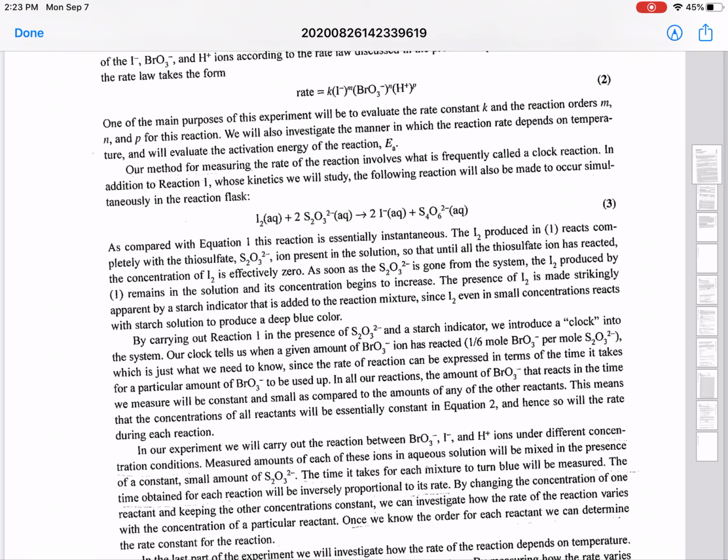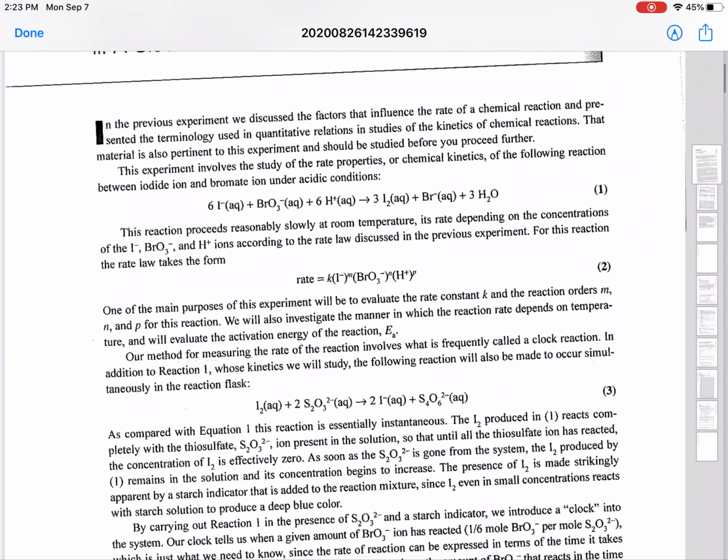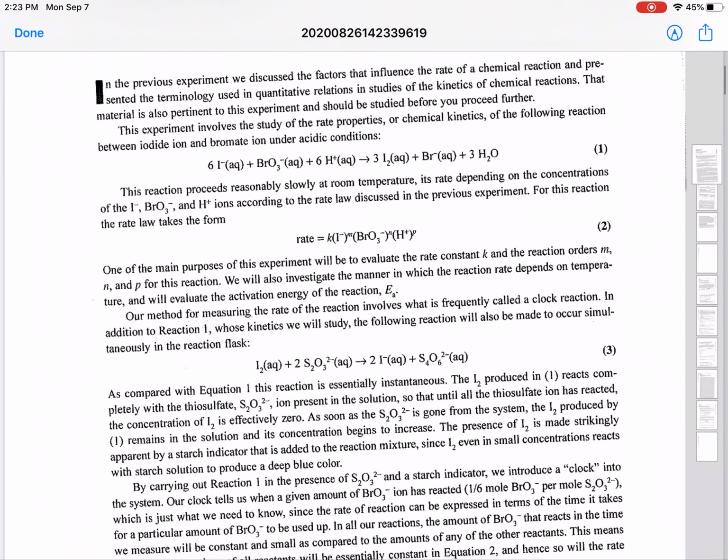So once all the thiosulfate ions are reacted with the iodine generated from the reaction, we have another indicator in the mixture, that is a starch indicator. So the iodine that is going to be produced is going to react immediately with the starch and it gives us a blue color. So what we do is, as we mix these three reagents, your iodide, bromate and hydrochloric acid, we start a clock. And then we're going to monitor the reaction.